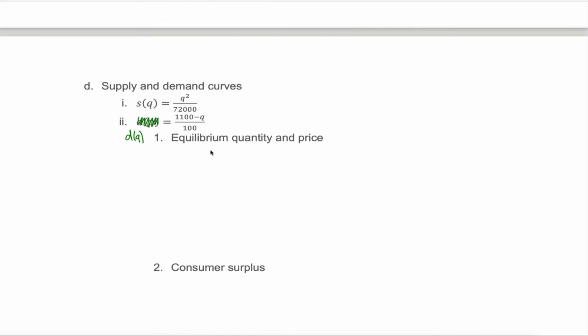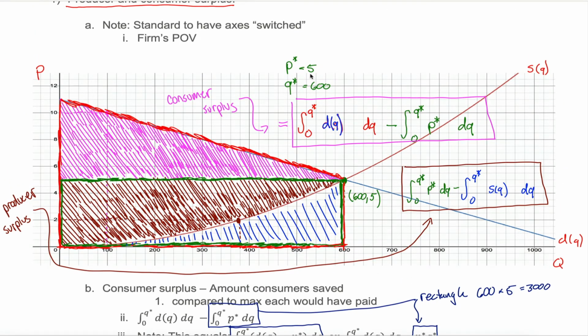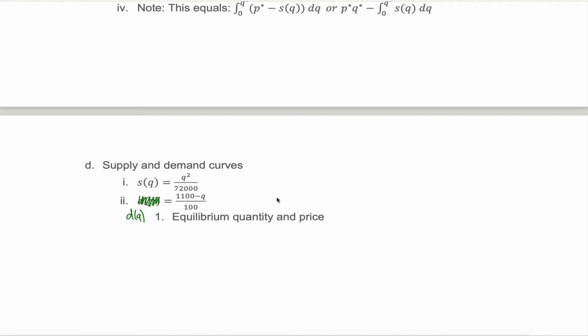Well, what you need to do first is figure out the equilibrium quantity and price. You need to know what Q star and P star are if you're going to use all these different formulas. You got to think about when these two curves intersect each other. To figure that out, we can just set their equations equal to each other. We could say Q squared divided by 72,000 equals (1100 minus Q) divided by 100.